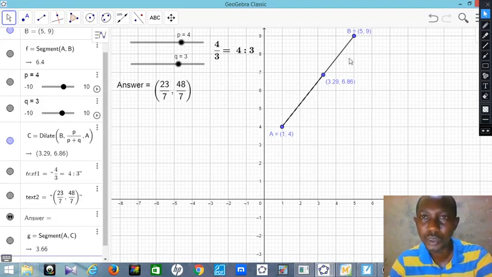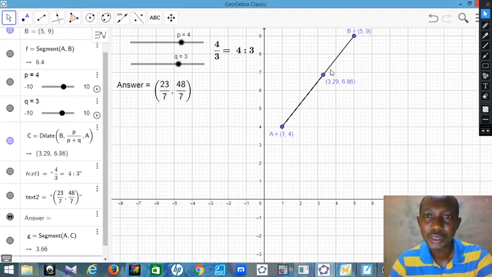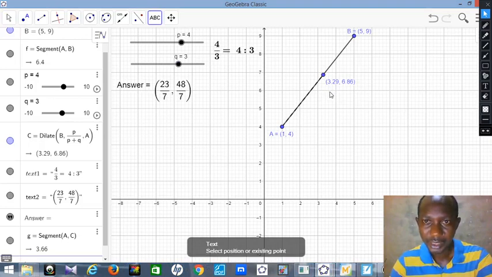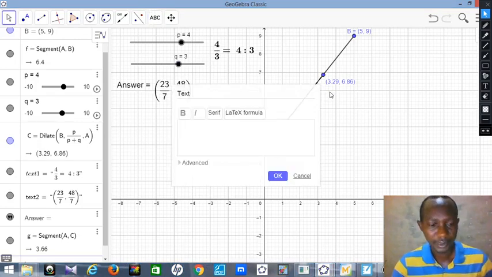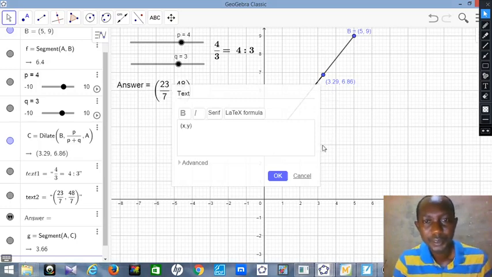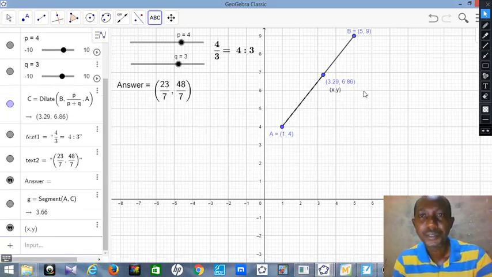They will give you these two coordinates, just like midpoint. They will give you A and B. Then all they will want you to do is to get the coordinate of the division point. So what do you do? Similar to what we did in midpoint, your target is this point. So let's call it X and Y. Same thing we did then. Okay, so that is it.